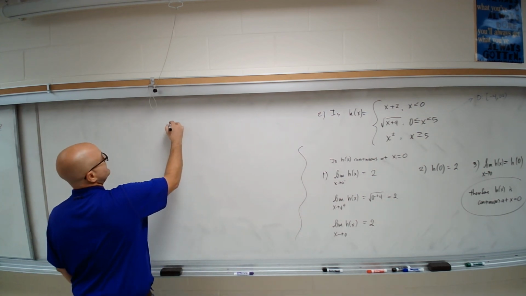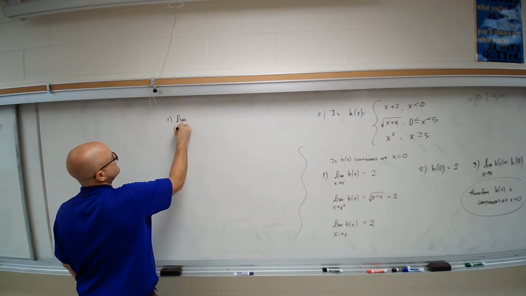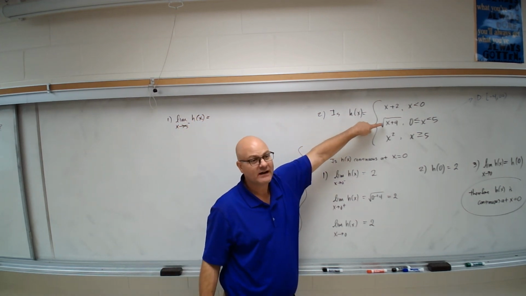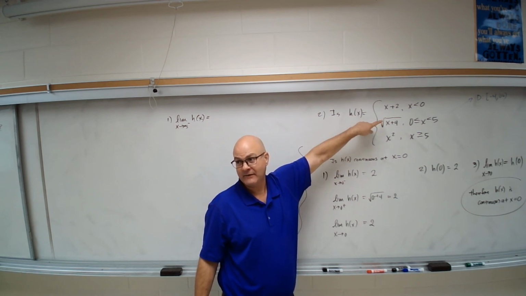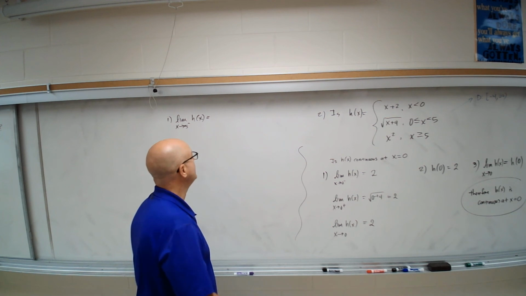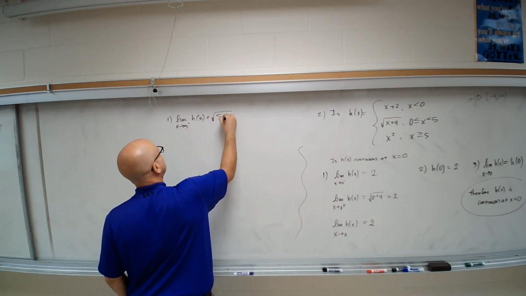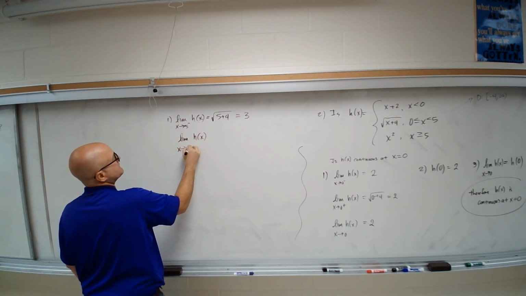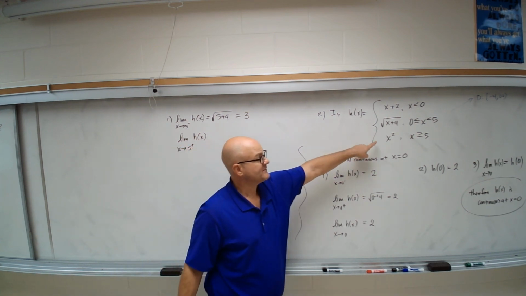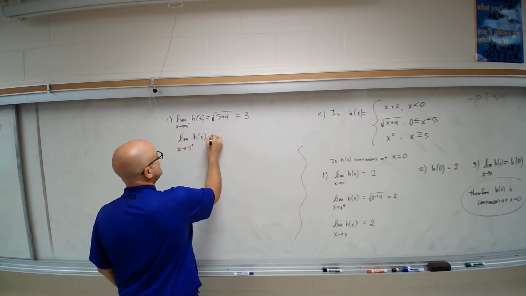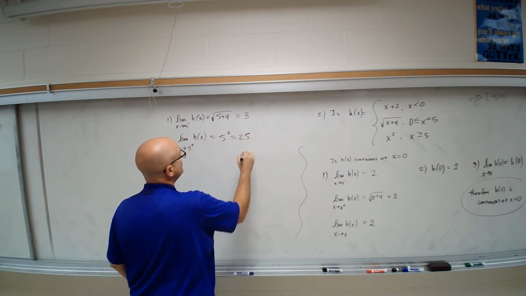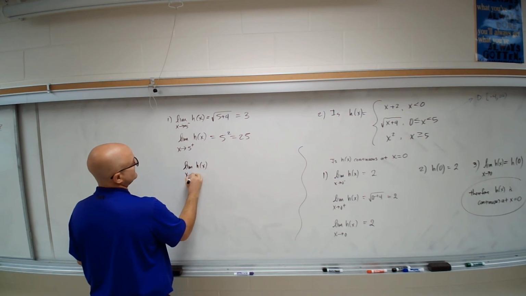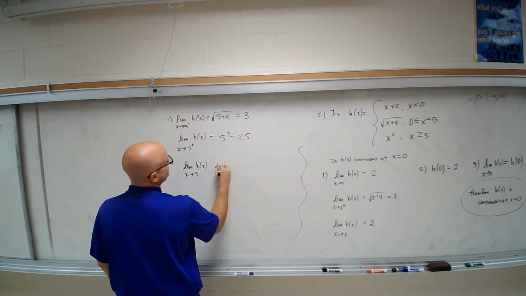For step 1, the limit as x approaches 5 from the left of h of x. So that would be our second equation, correct? That's immediately to the left of 5. So that would be the square root of 5 plus 4, which gives us 3. And then the limit of h of x as x approaches 5 from the right would be this bottom rule, which is 5 squared, that's 25. Okay, good news. The limit of h of x as x approaches 5 does not exist.